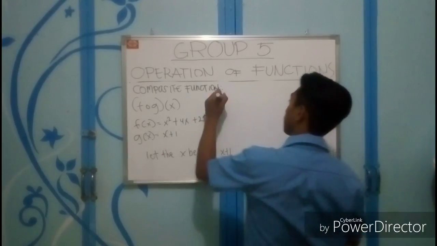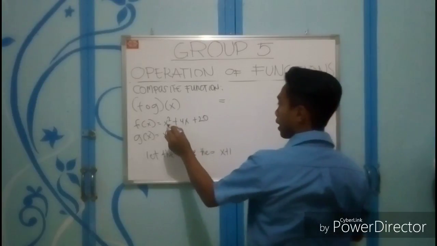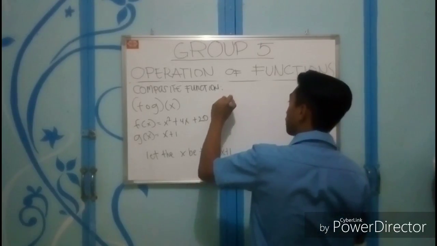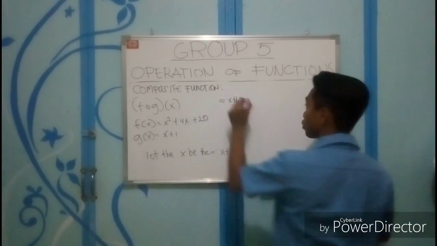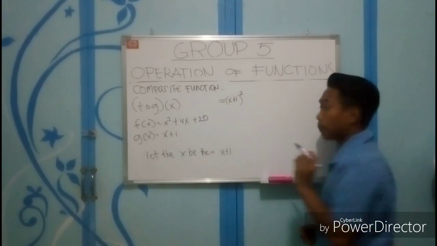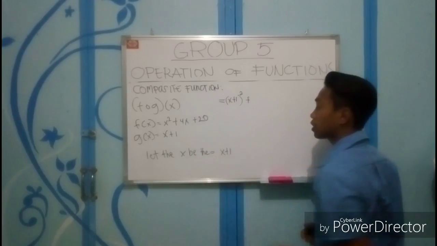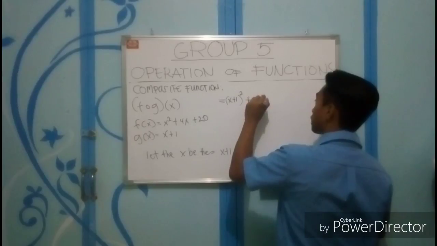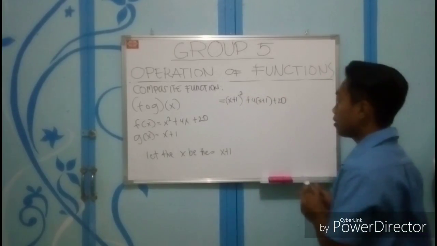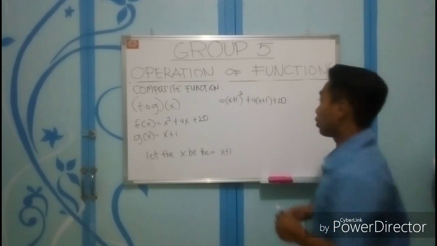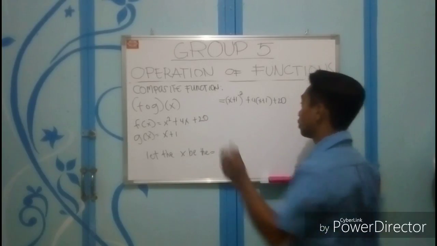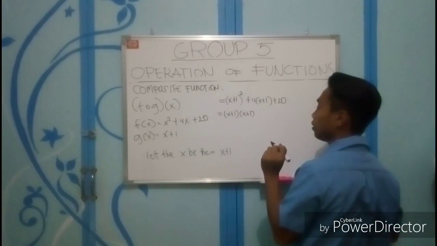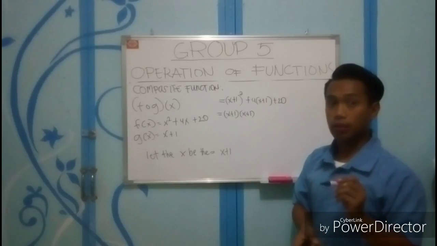First is, since x is equal to x plus 1, then simply we can copy the x plus 1. Since there is a square, we put the square on top. Since plus, then 4x, since again x is equal to x plus 1, so copy 4, then parenthesis, x plus 1, then plus copy the 20. Then, since there is a square on top, we can double it: x plus 1 times x plus 1. And distribute it, or we will use the FOIL method so we can get the answer.